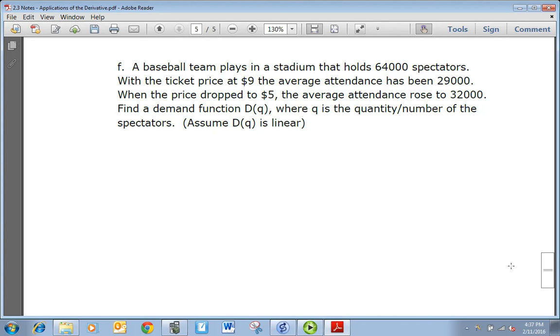So essentially what we've been given are two coordinates, and the demand function, or the price, D of Q is going to be your price and Q is the quantity or the number of spectators. So we want to write our two coordinates according to who is the independent variable and who's the dependent. So the number of spectators is your independent and the price is dependent. So you get your 2 points.